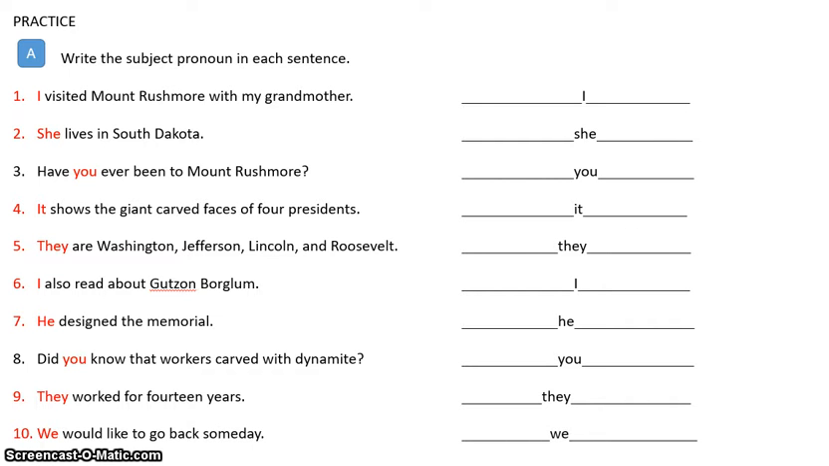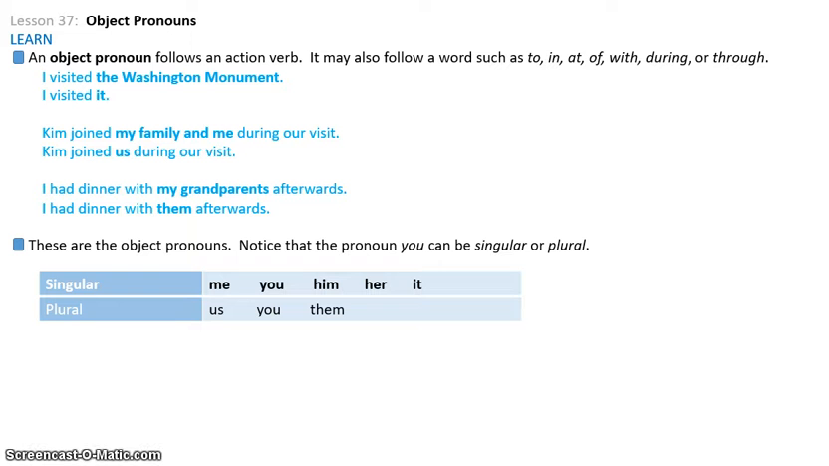So those were all fairly easy. I always find that object pronouns are more difficult than subject pronouns because a lot of times it just doesn't sound right if you were to use an object pronoun where a subject pronoun should go. So that should have been fairly easy and fairly straightforward. Okay, now what I want you to do is flip over to lesson 37, and we're going to talk about object pronouns.